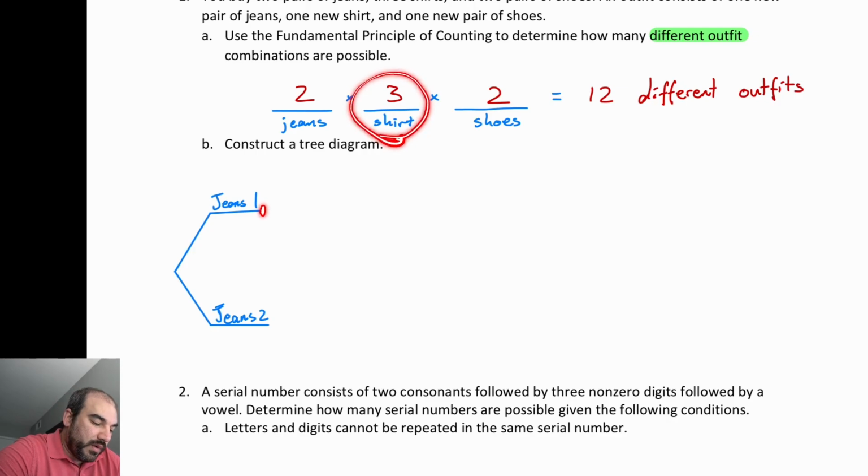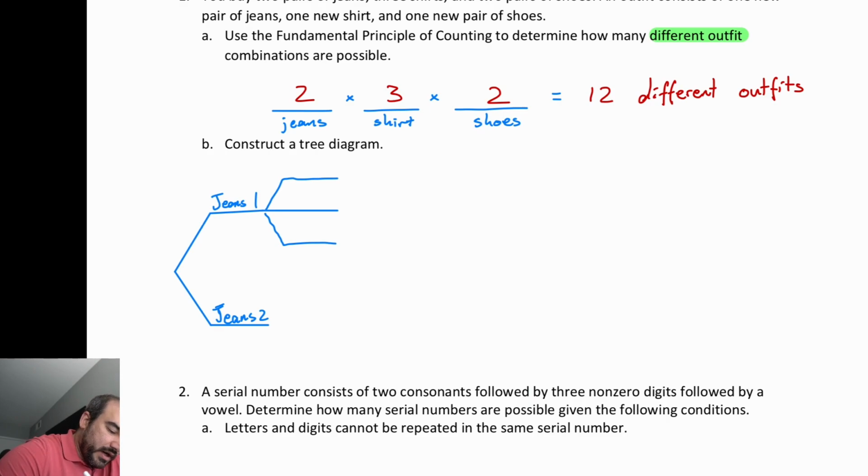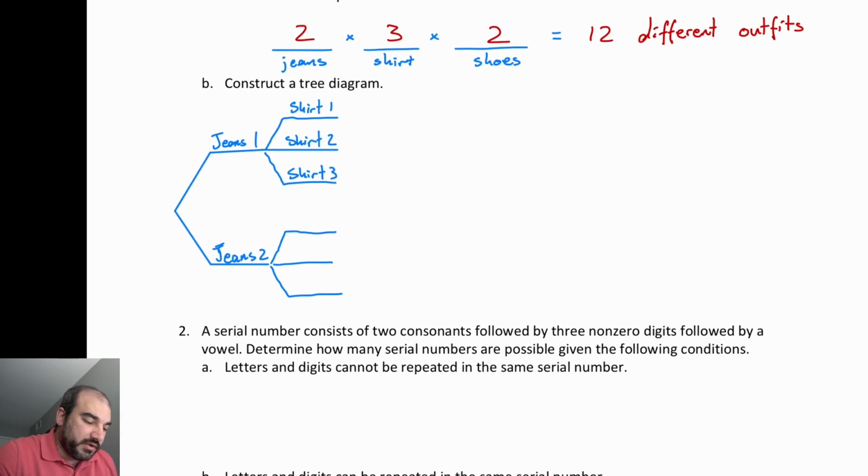So from here, when we're at this point, or this point, we're still going to split into 3 branches. So we'll have one of the branches continue forward. One branch will go up, one branch will go down. And then we're going to do the same thing for the jeans 2 pathway. In either of these cases, we have 3 options. We have shirt 1, shirt 2, and shirt 3 to choose from. There are 3 different shirts.